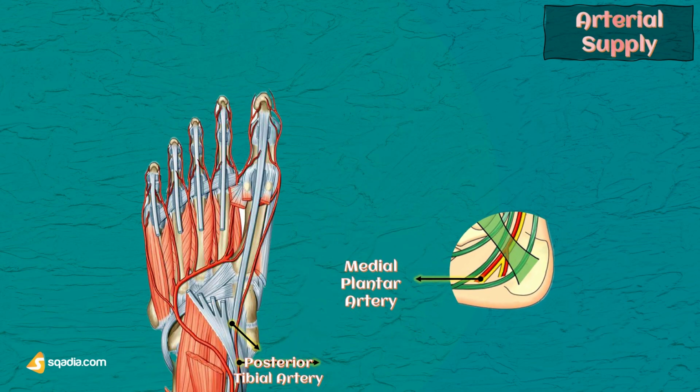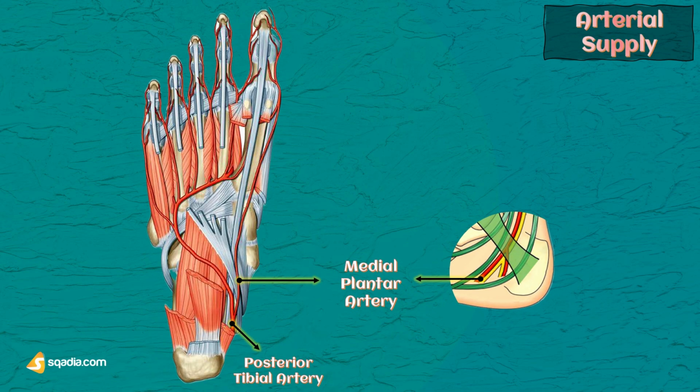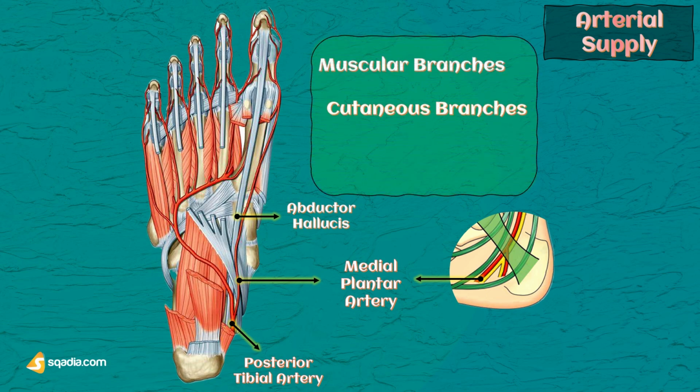Medial plantar artery. The medial plantar artery is the smaller of the terminal branches of the posterior tibial artery. It arises deep to the flexor retinaculum and passes forward deep to the abductor hallucis muscle. It ends by supplying the medial side of the big toe. It gives off numerous muscular, cutaneous, and articular branches along its course.